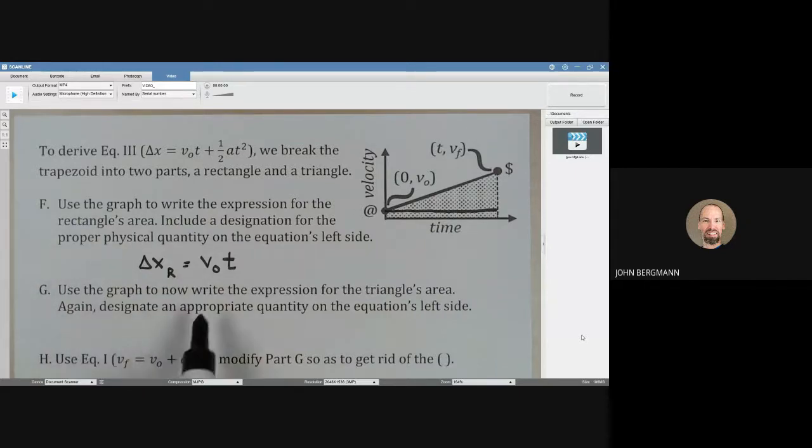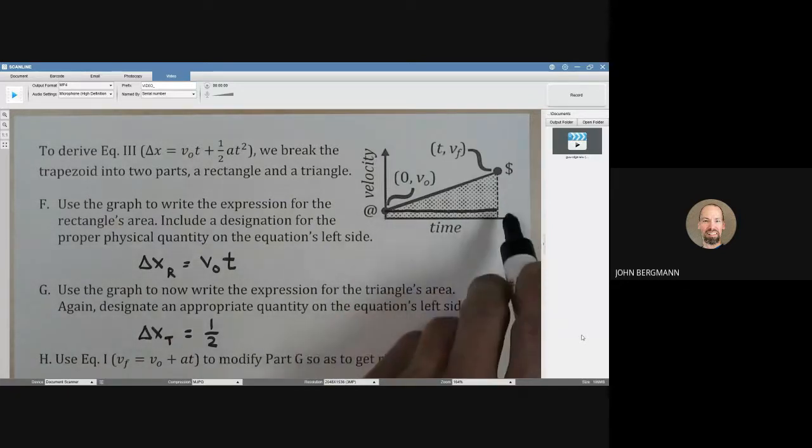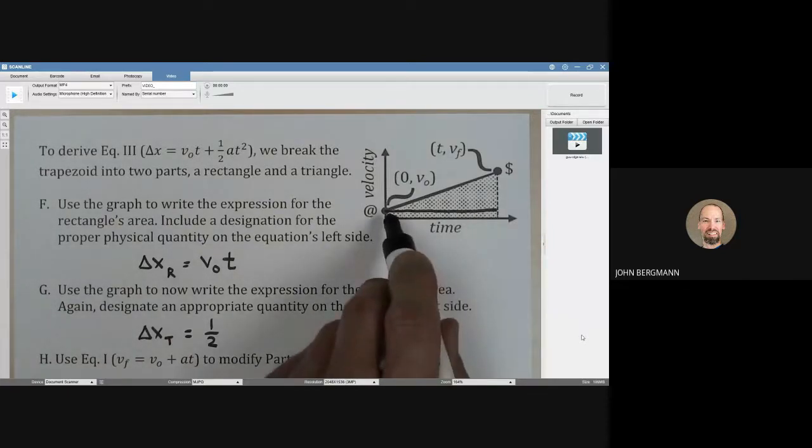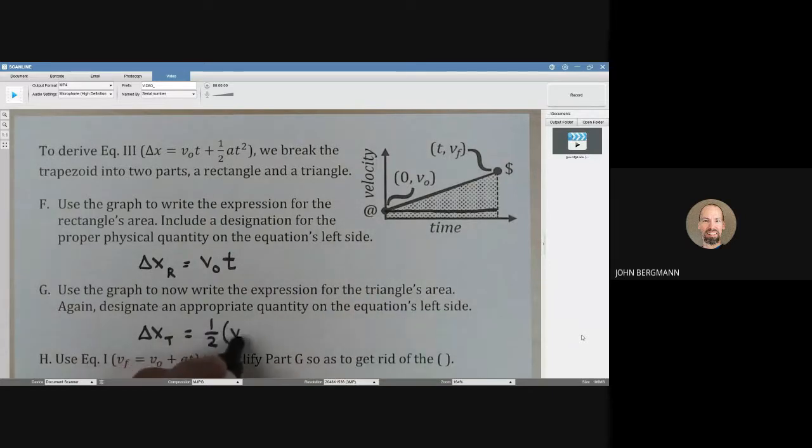Letter G. Use the graph to now write an expression for the triangle's area. Again, designate an appropriate quantity on the equation's left side. So the displacement for the triangle is going to be what? Well, what's a triangle's area? 1/2 times the base times the height. What's the height of this? Well, it's not VF, but it's VF minus V naught. So the height is VF minus V naught, and the width is time.